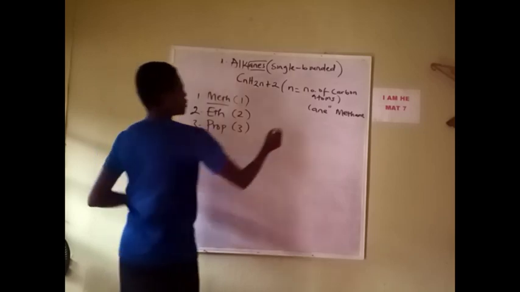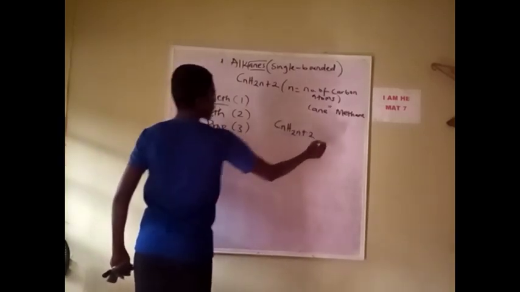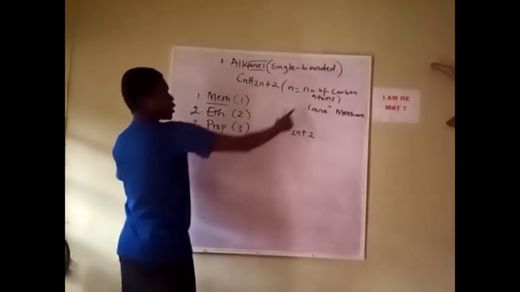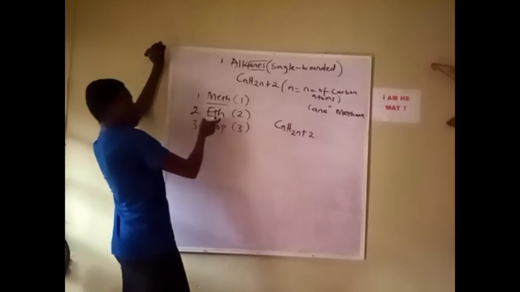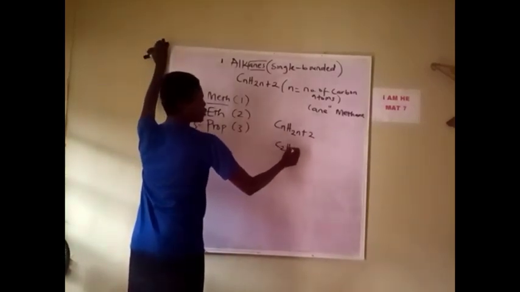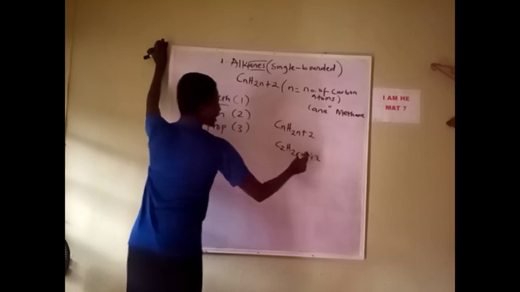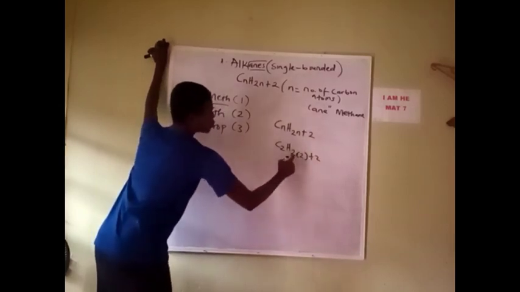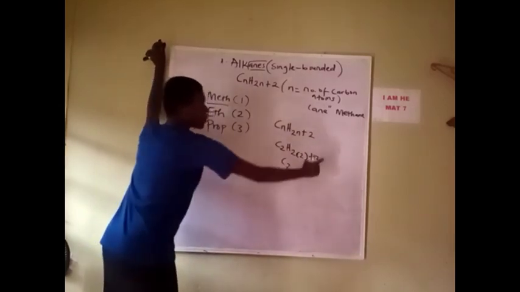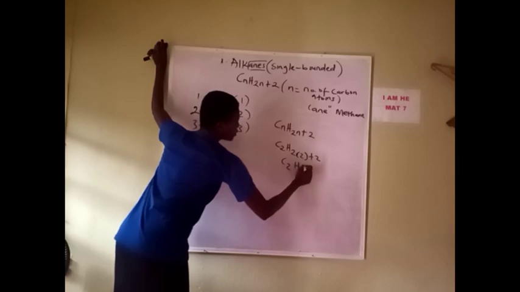That's 2 carbon. So we have CnH2n plus 2, okay, where n stands for what? Number of carbons. So we're looking for ethane. That's 2 carbon, having carbon 2. So we have C2H2 into 2 plus 2, right? So we have C2. 2 times 2 is what? 4. 4 plus 2 is what? 6. Okay, we have C2H6.